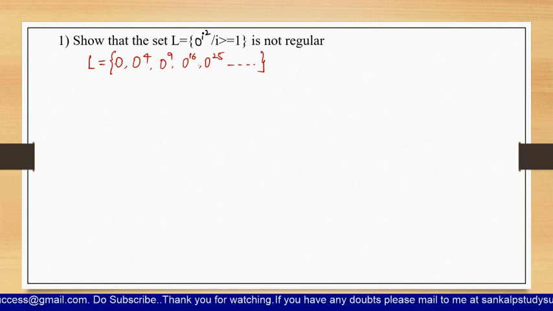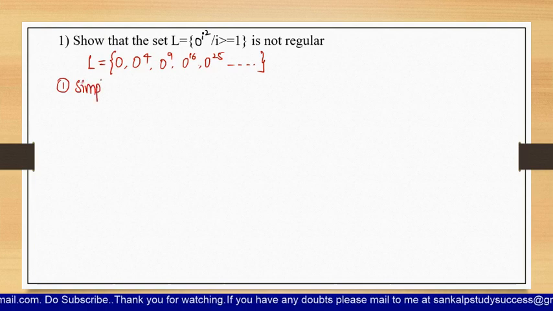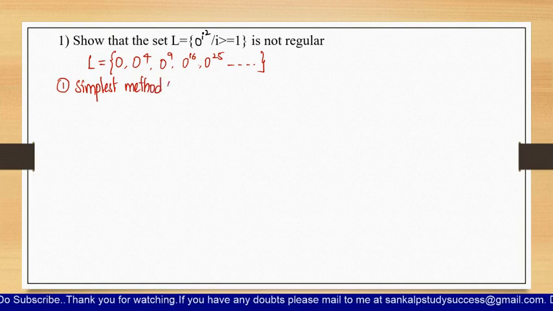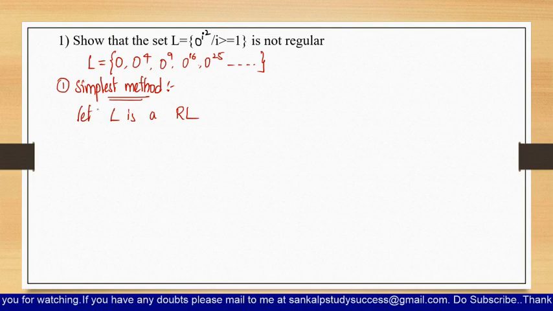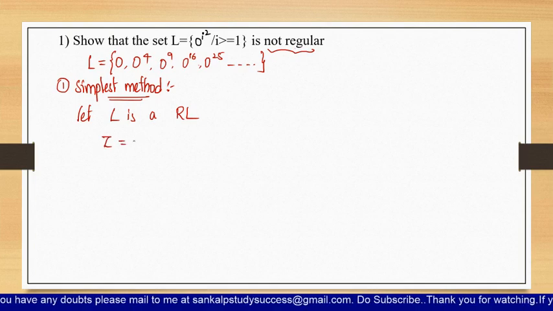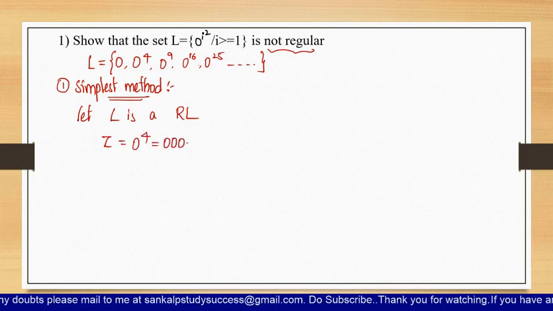So now first let us solve it using the simplest method, which is the first method. First let us assume L is a regular language, then we will show that it is not regular. Now consider any string as a Z string. Let us consider 0 power 4, which is equal to 4 zeros.